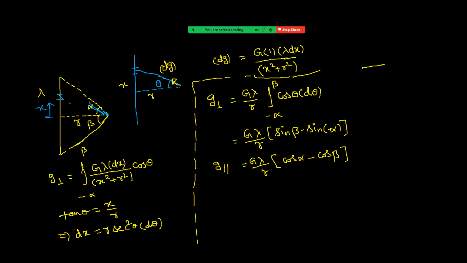Like this we can calculate g normal and g parallel. That means one component is normal to the wire and one is parallel to the wire. This parallel one may be up or down, which depends on the values of alpha and beta. Then we have to take the resultant. Okay, see the next one.